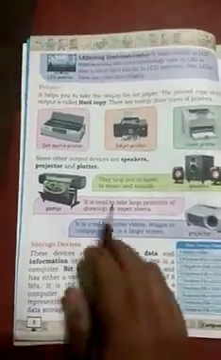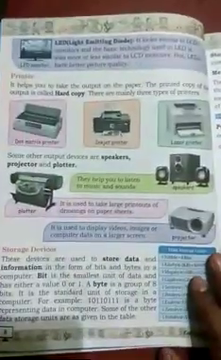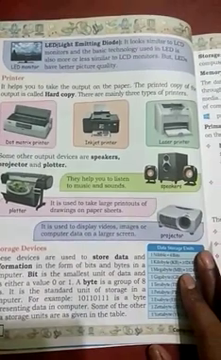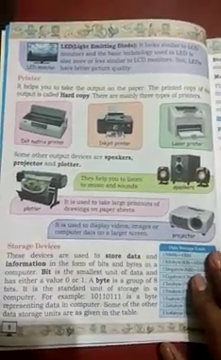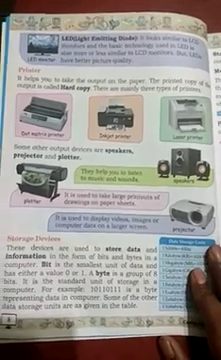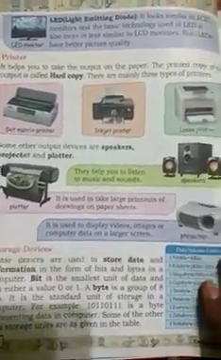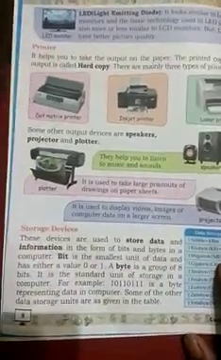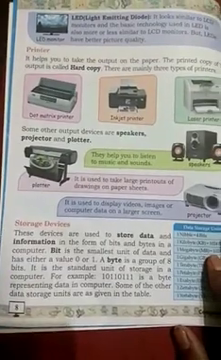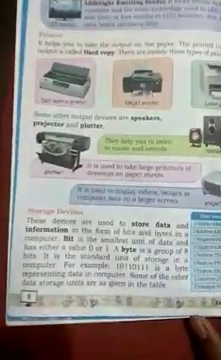Another output device is printer. Printer helps us to take the output on paper. The printed copy of the output is called hard copy. There are mainly three types of printers. They are dot matrix printer, inkjet printer, and laser printer. And some other output devices are like plotter, speaker, headphone, projector, etc.